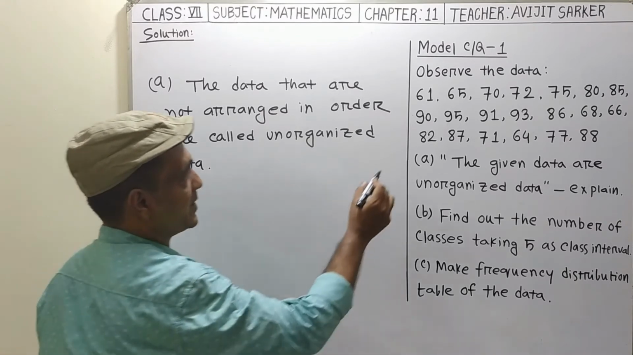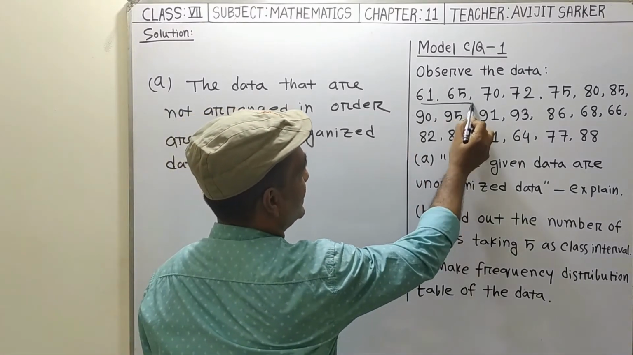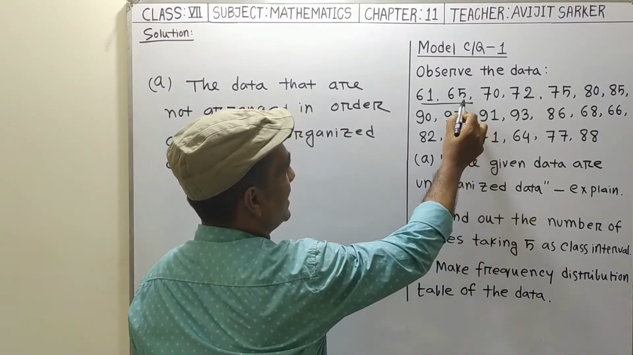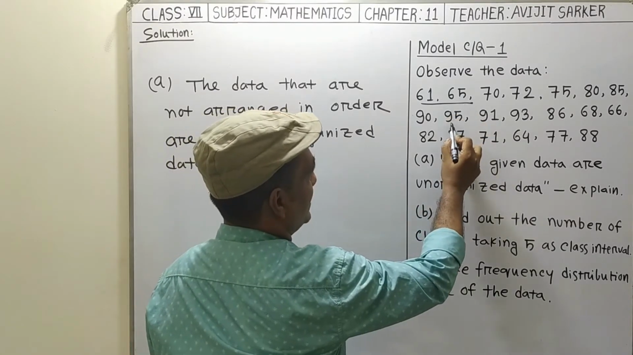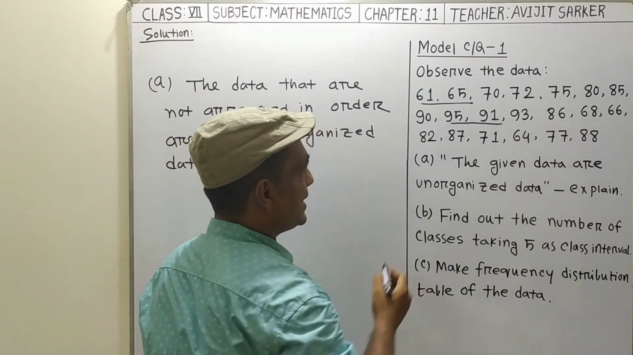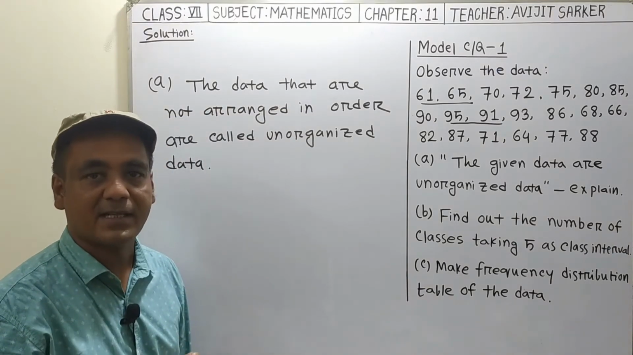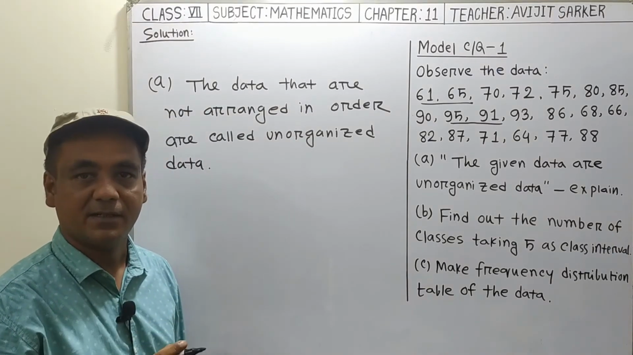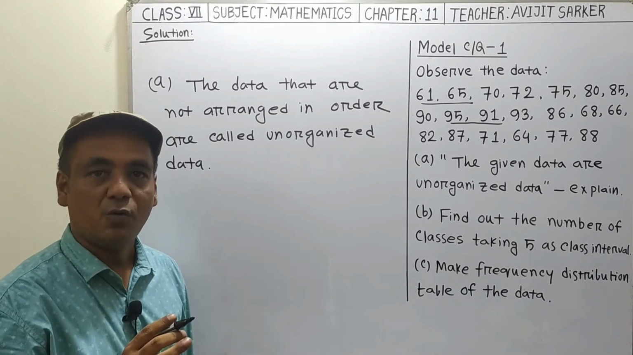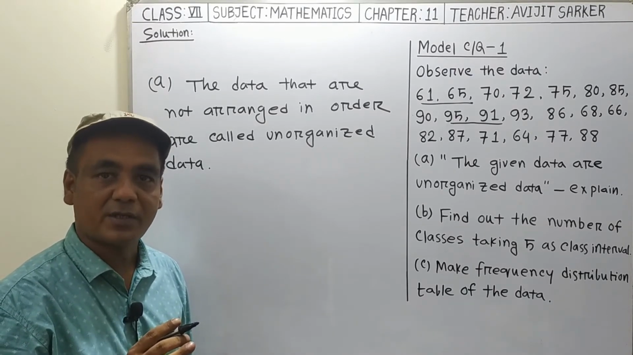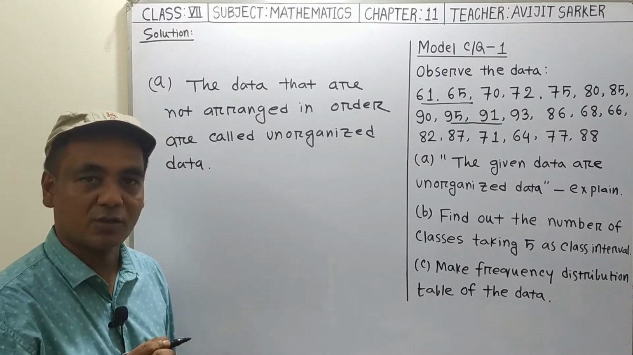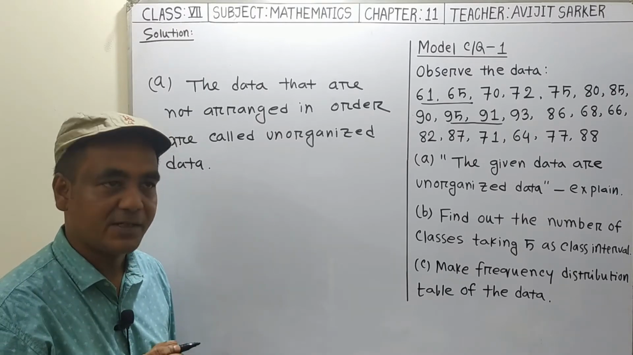Now observe the given data: 61, 65. It is increasing. Again, 95, 91. It is decreasing. Sometimes the numbers are increasing and sometimes decreasing. So we can say the data are not arranged in order, so they are unorganized data.